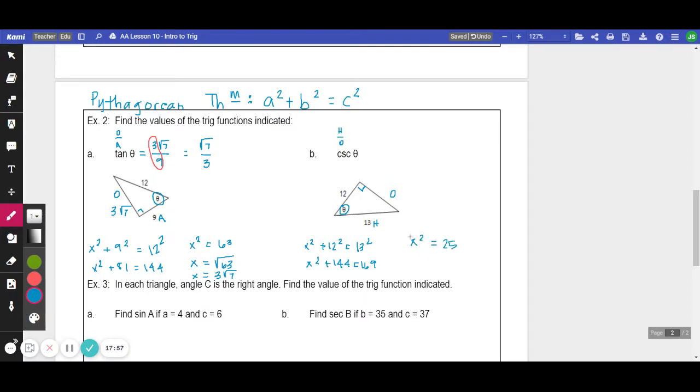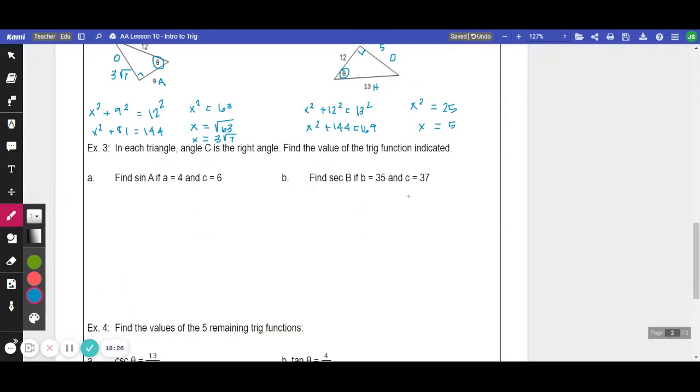So if I subtract 144, I get x squared equals 25, which means x is 5. So at least we don't have to simplify a radical this time. Now that you have all three sides, the cosecant is the length of the hypotenuse, 13, divided by the length of the opposite side, 5. So sometimes there's a lot more work with the simplifying. Sometimes they're fairly straightforward.